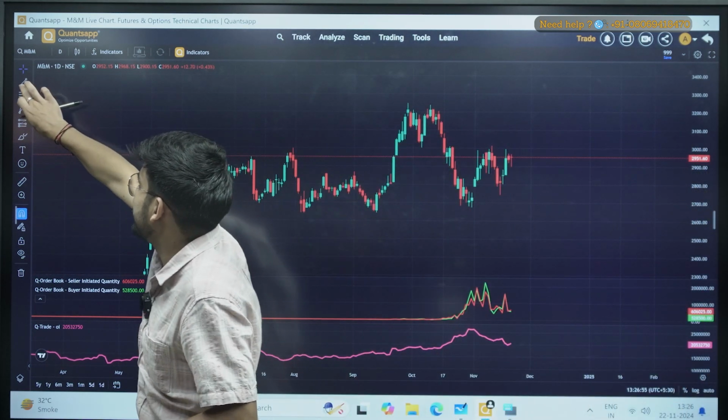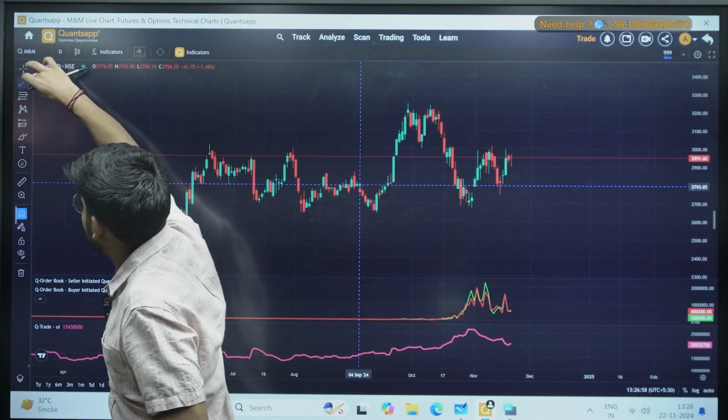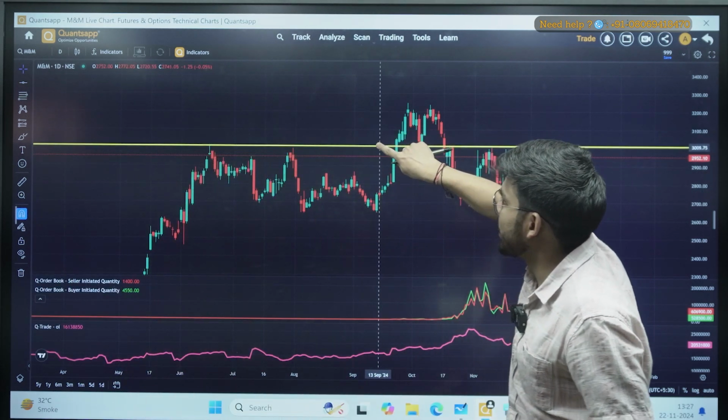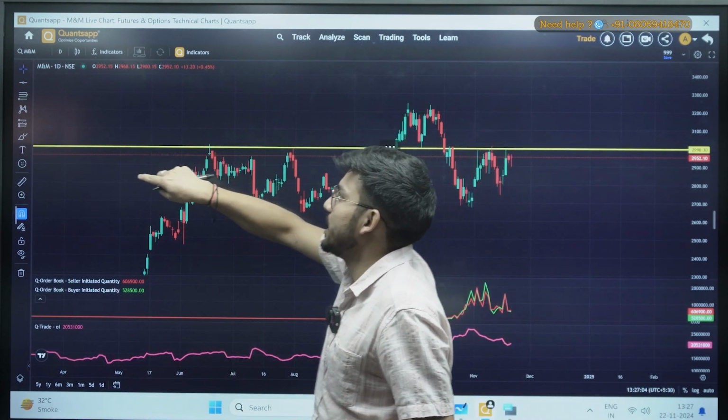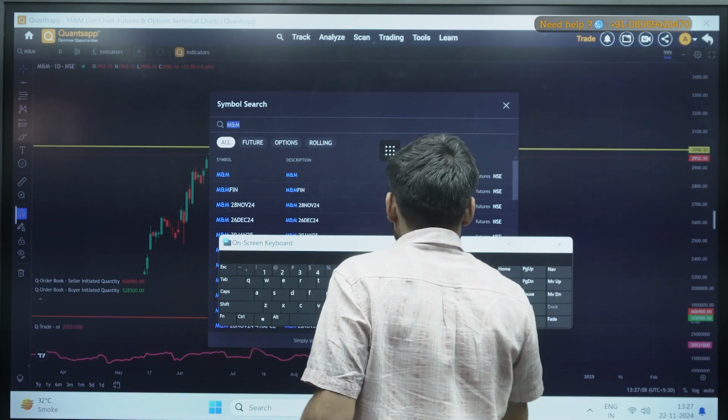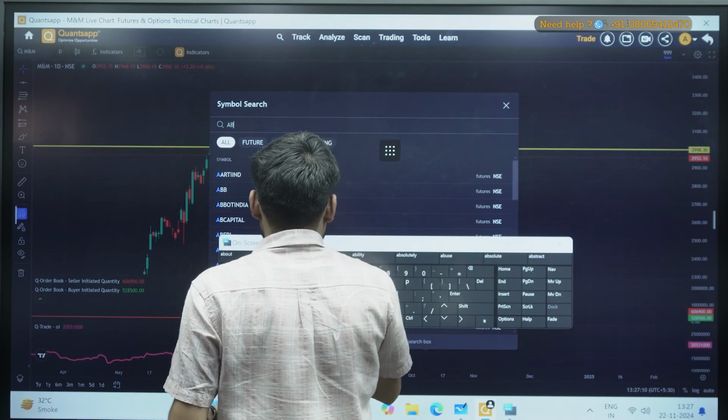If it makes the breakout here, let's see which is the resistance. You can see clearly your market was giving, oh sorry, this is the chart of M&M. I'll just shift it to AB Capital. Okay, AB Capital.